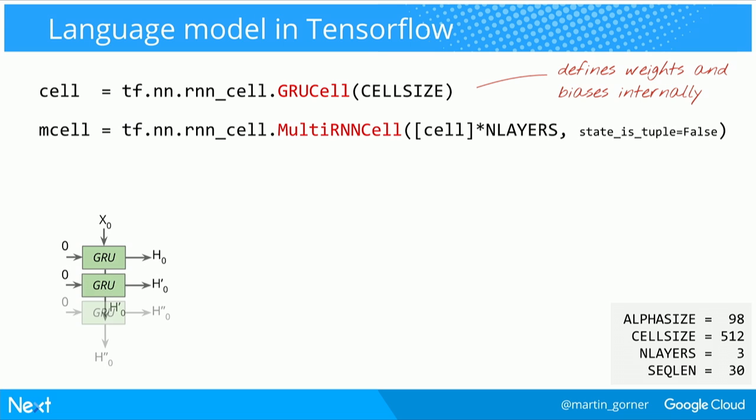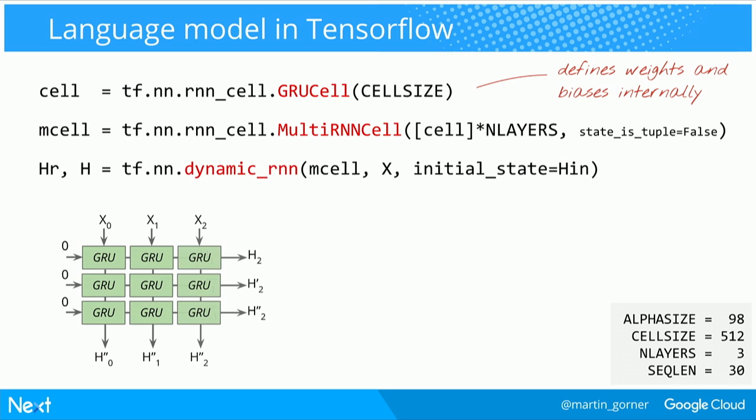Now I said we want to go deep, so let's stack this cell 3 high. That's how we do deep recurrent neural networks. There is a TensorFlow call for that. It's called multi-RNN cell. You give it a cell, you say how many times you want to stack it, and that gives you another cell. Because we have seen already that these 3 stacked cells actually have the same API as 1 cell, so you can use it as a new cell.